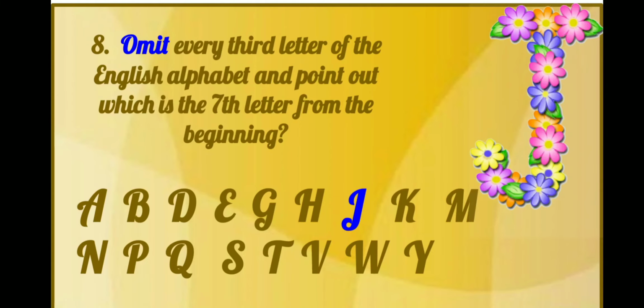Next question: omit every third letter of the English alphabet and point out which is the 7th letter from the beginning. So the third letter we will skip. It means A, B, C. From A when we count, C is in the third number. Then D, E, F. F will come in third. G, H, I. I will come in the third. So J will come on the 7th position from the beginning. So the correct answer is J.